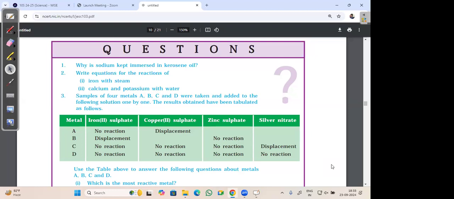Then write the equation for the reaction of iron with steam, and calcium and potassium with water.